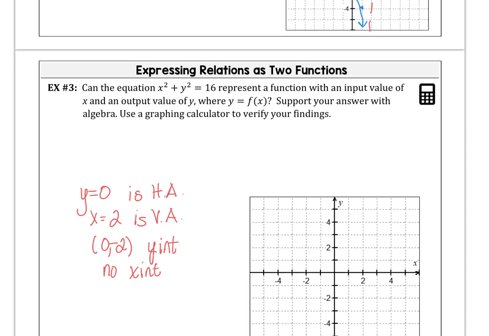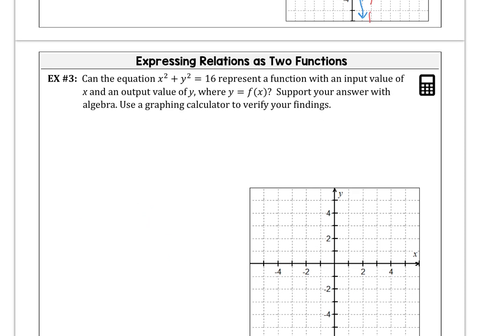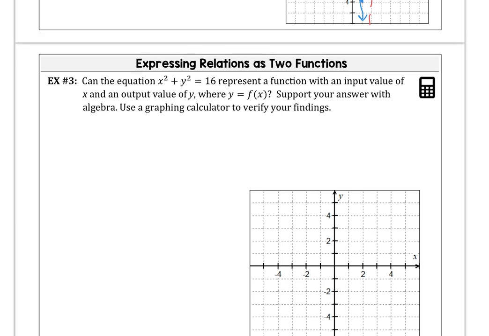In example 3, can the equation x squared plus y squared equals 16 represent a function with an input value of x and an output value of y, where y equals f of x? Well, we should know from algebra and geometry that the answer to that question is no, because this equation is the equation for the graph of a circle.